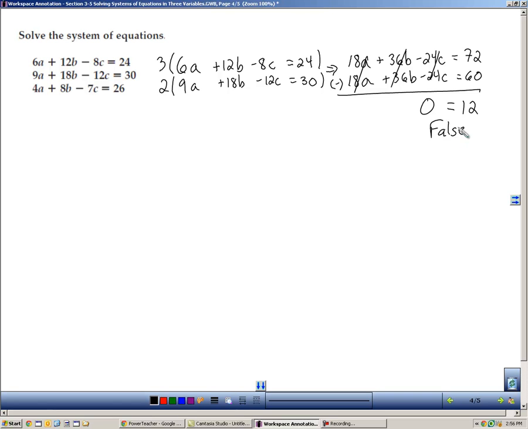And remember, if that's false, that means these two planes, the two that we've looked at, they don't touch anywhere. And if the first two don't touch, it doesn't even matter if the third one touches, because you're trying to find the place where all three of the planes cross, so we know for sure that this system has no solutions.